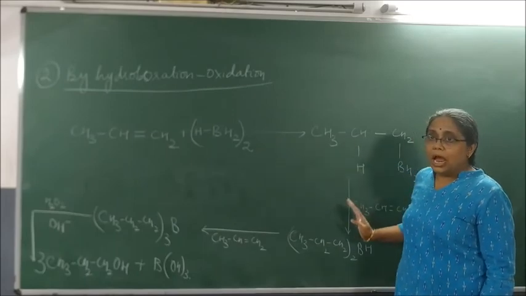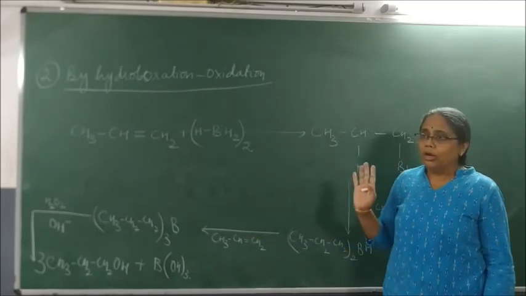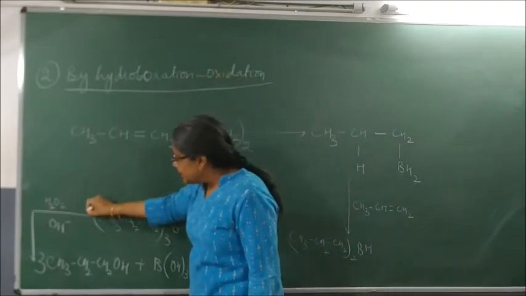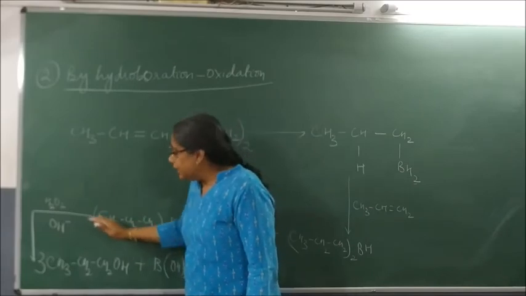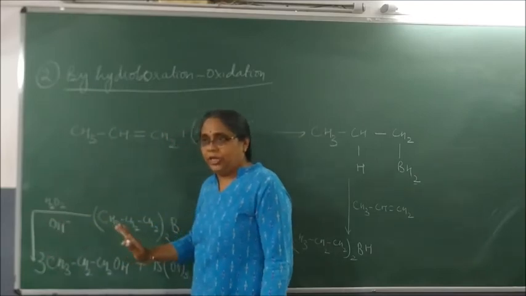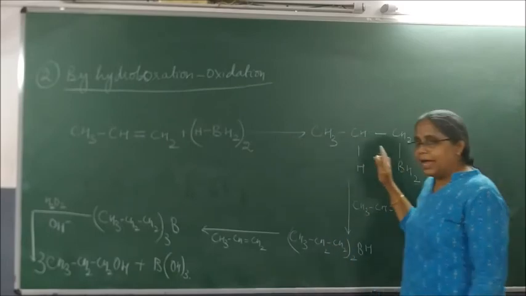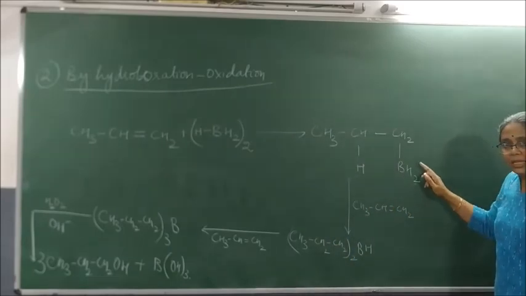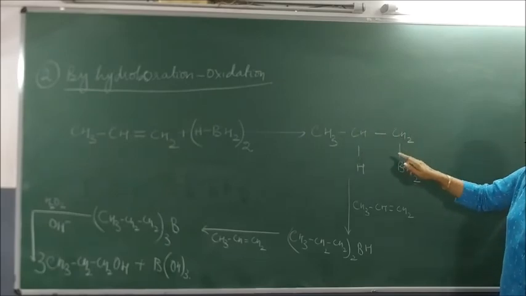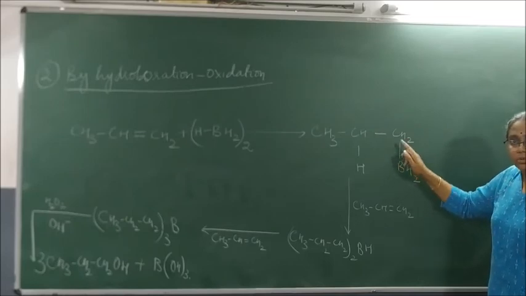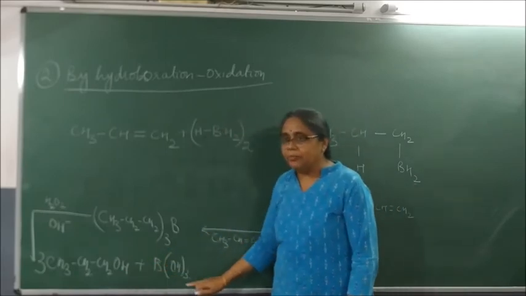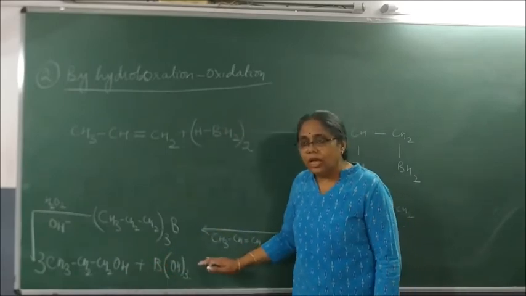This is called what? Hydroboration oxidation. Together it is called hydroboration oxidation because till this step you are doing hydroboration, and the last step you are doing oxidation in presence of aqueous NaOH. Logic? First add it as it is, then keep on removing this H and adding the molecule. So you will get (CH3CH2CH2)2BH, then (CH3CH2CH2)3B, and then when you oxidize, you will get alcohol and B(OH)3.